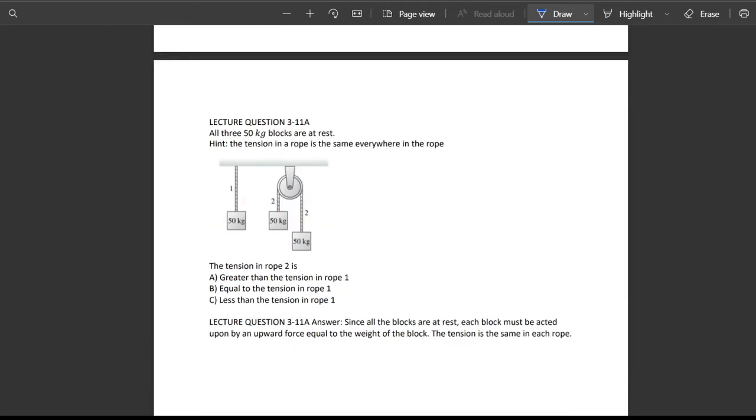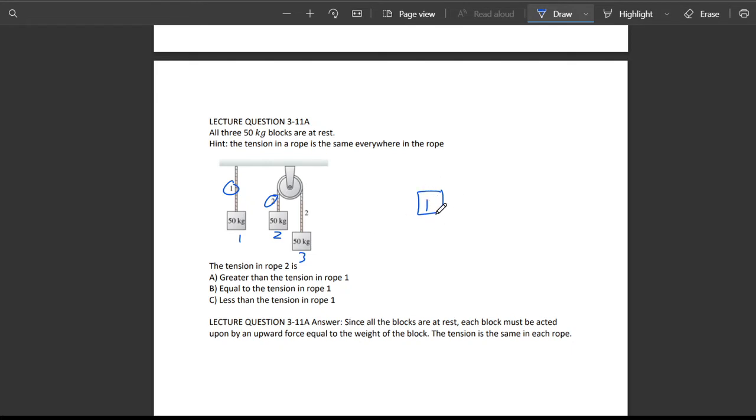Let's consider this next question with this pulley system. So, we should consider the 3 50-kilogram boxes. They're all at rest. And we have to figure out if the tension on this rope, rope 2, is greater than the tension on rope 1. So let's draw a free body diagram for each of the 3 blocks and see what's happening here. So here's block 1. So this is 1, this is 2, this is 3.